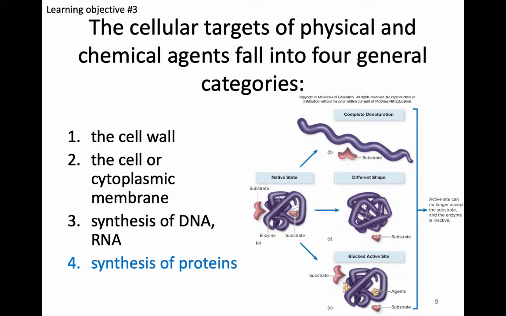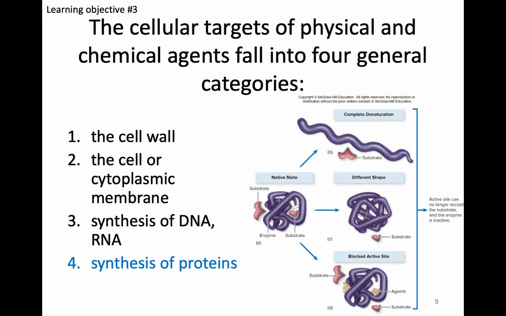And then synthesis of proteins is the last way that physical and chemical control methods affect microbes. So we have a protein in its native state, which is shown in part A. So this is how the protein normally should be folded up inside the cell. Some of these control methods will cause complete denaturation, which is when the protein just completely unfolds and has a very, very altered shape.